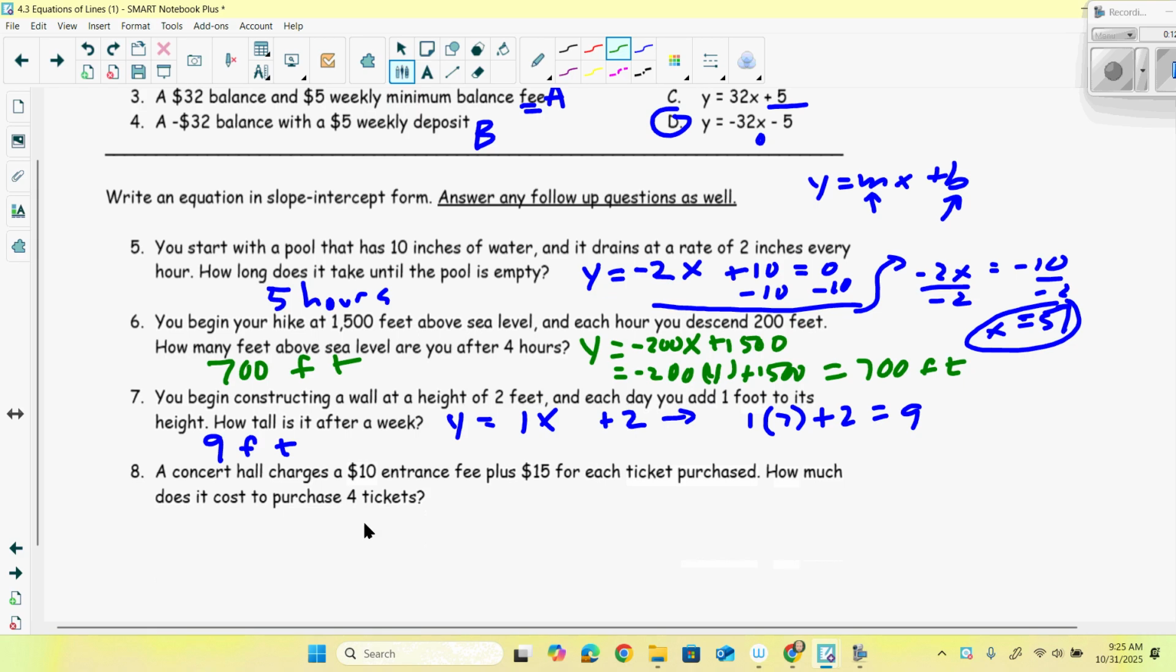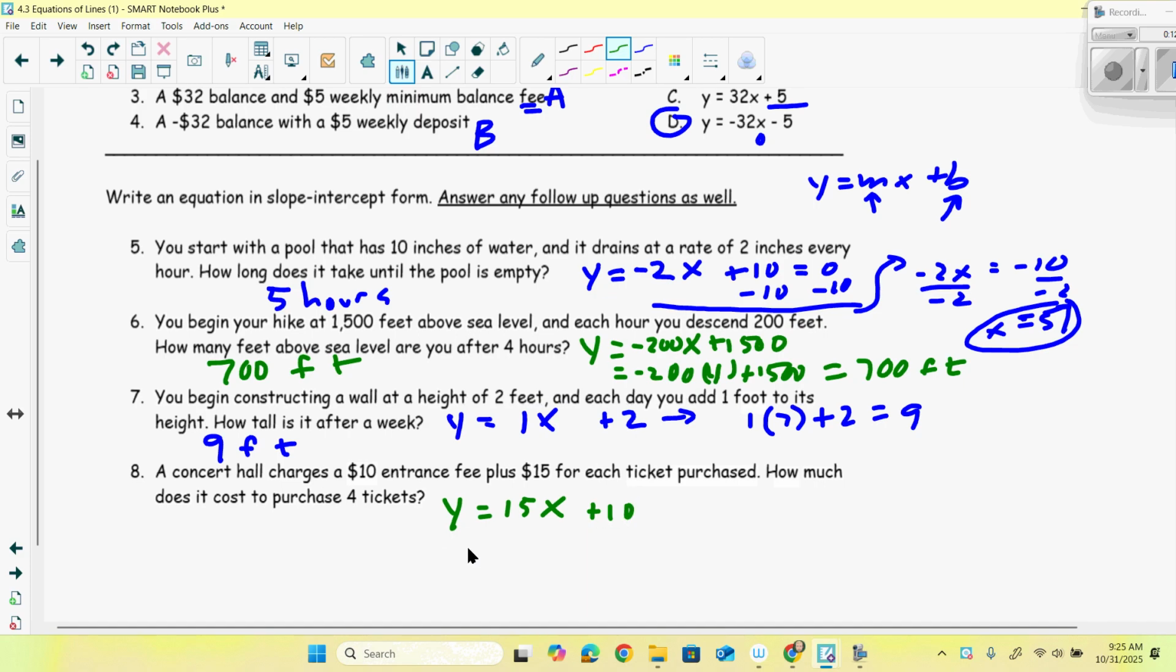All right, finally, concert hall charges $10 entrance fee plus $15 for each ticket. So even if I don't buy any tickets, theoretically, I'm going to pay $10. So my equation should be something with a plus 10 out here. And I increase my cost by buying 1, 2, 3, however many tickets. That changes 15. So if X is the number of tickets I buy, then 15 times X is how much I spend for all those tickets, whatever X ends up being. And then I have to add $10 for the processing fee.